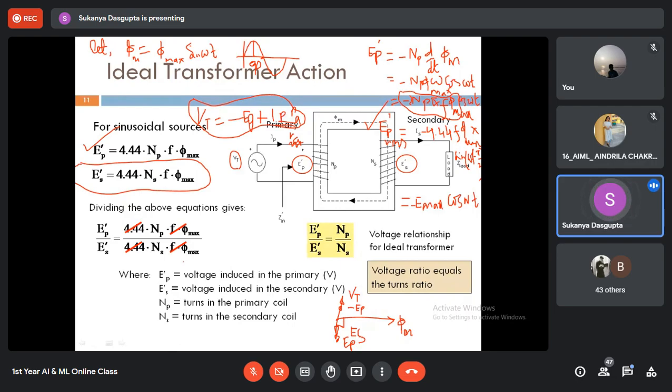In case of an ideal transformer, the number of turns NP times IP, that means the total ampere turns at the primary side, will be totally compensated by the secondary number of turns. Suppose this is the secondary current Is and this is the primary current IP. In case of an ideal transformer, no magnetizing current is required.